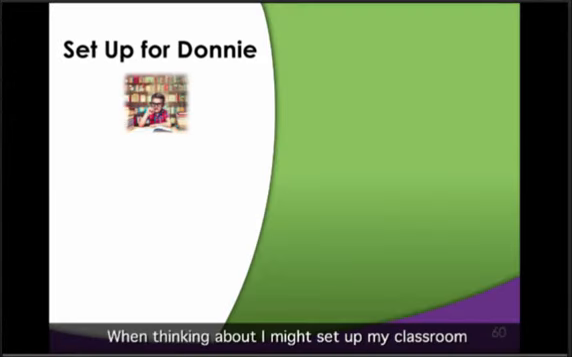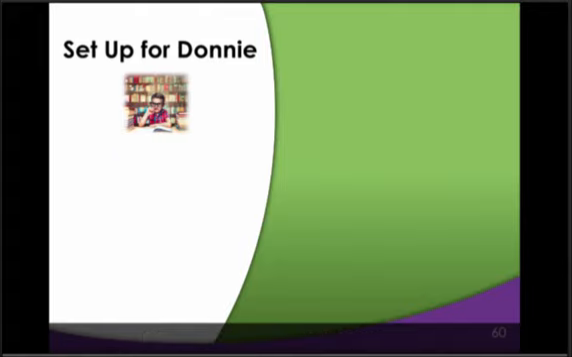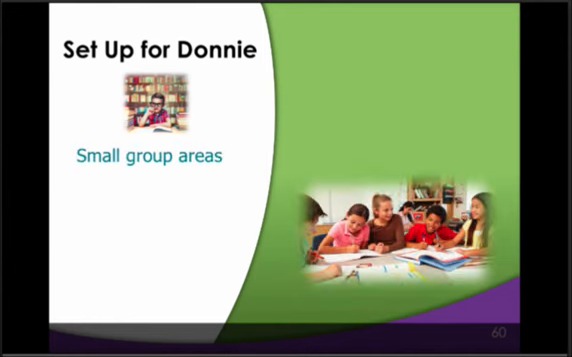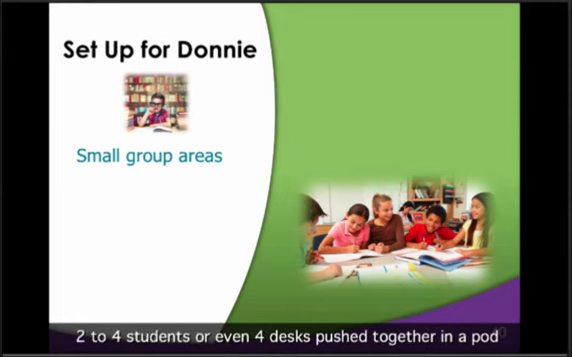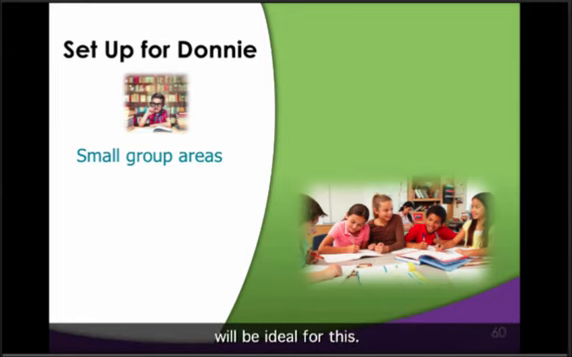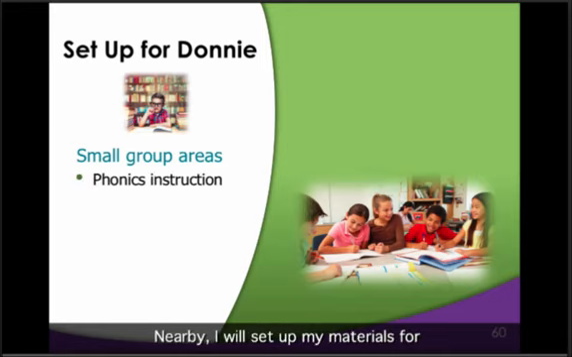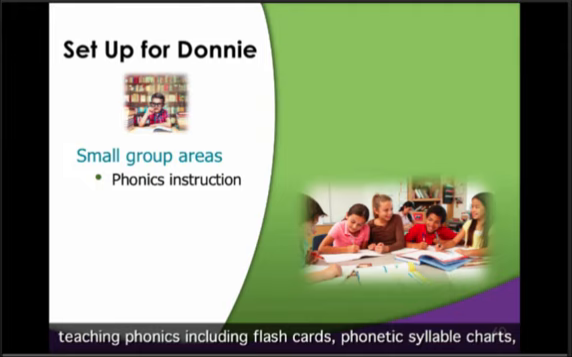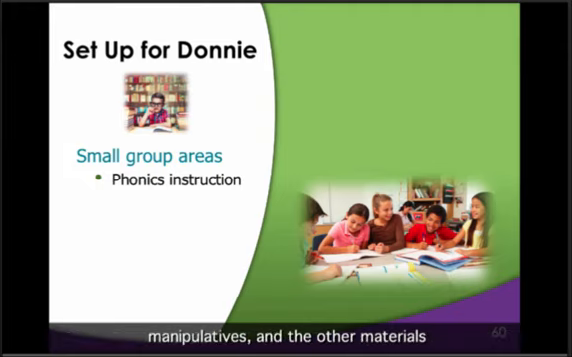When thinking about how I might set up my classroom for student needs, let's consider Donnie. To support Donnie's phonics instruction, I will need a couple of small group areas. A small semicircular table that accommodates 2 to 4 students, or even 4 desks pushed together in a pod, will be ideal for this. Nearby, I will set up my materials for teaching phonics, including flashcards, phonetic syllable charts, manipulatives, and the other materials to support my instruction there.